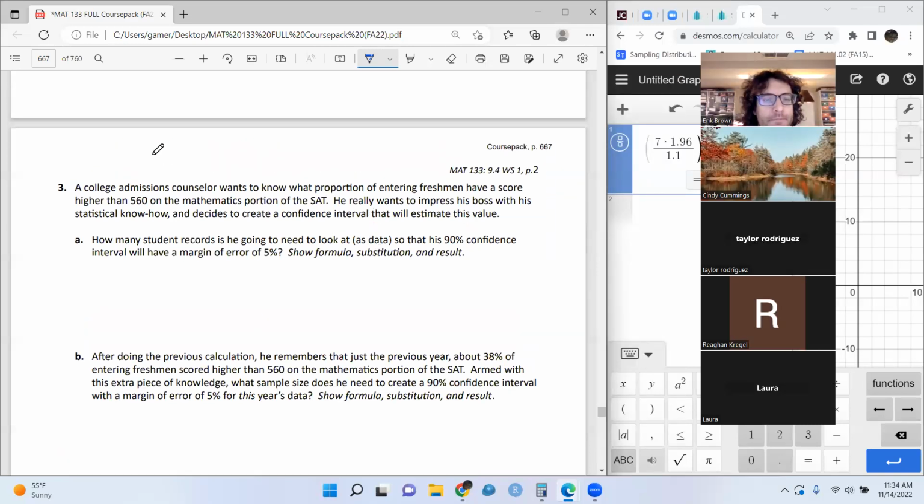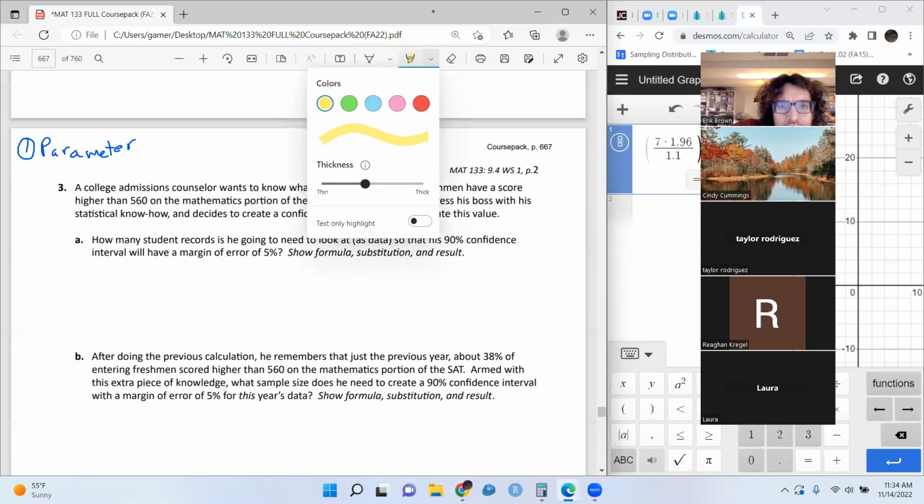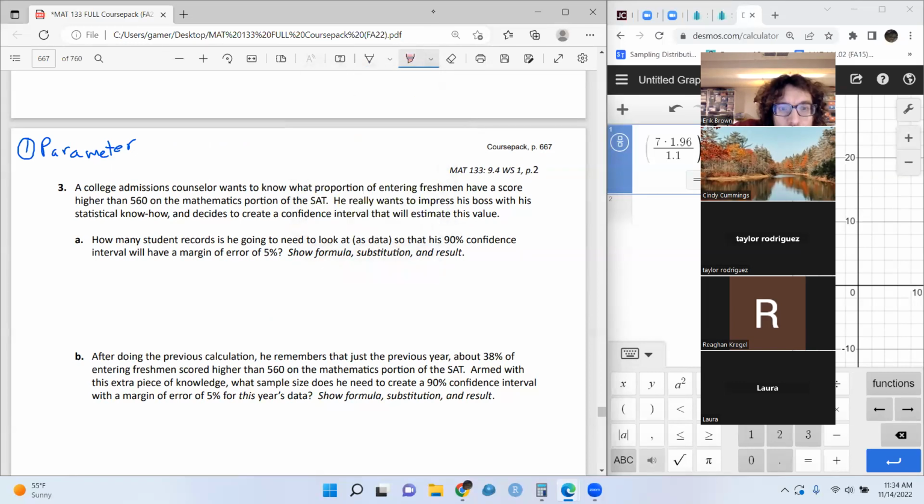So, question 3. First thing we got to figure out, what parameter are we working with? Anyone know? Proportion. How did you know? Because it says that. There it is, right in the first sentence. This is the one that can sometimes get a little confusing, because sometimes we don't say the word proportion, but this time it was stated. Excellent. Okay, so I'm going to let you do the rest now.